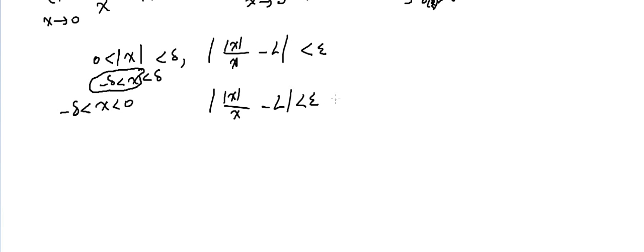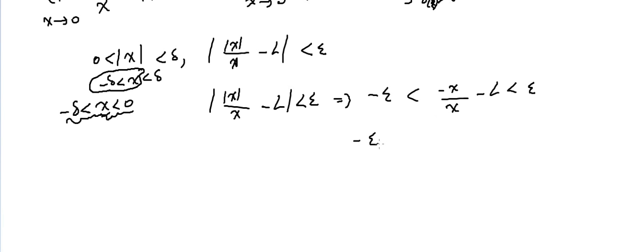We can reduce this to simply minus epsilon less than absolute value of x, which is minus x, because we took already x is negative, x is less than 0, over x, right? Minus L, which is less than epsilon. So minus epsilon is less than minus 1 minus L less than epsilon.